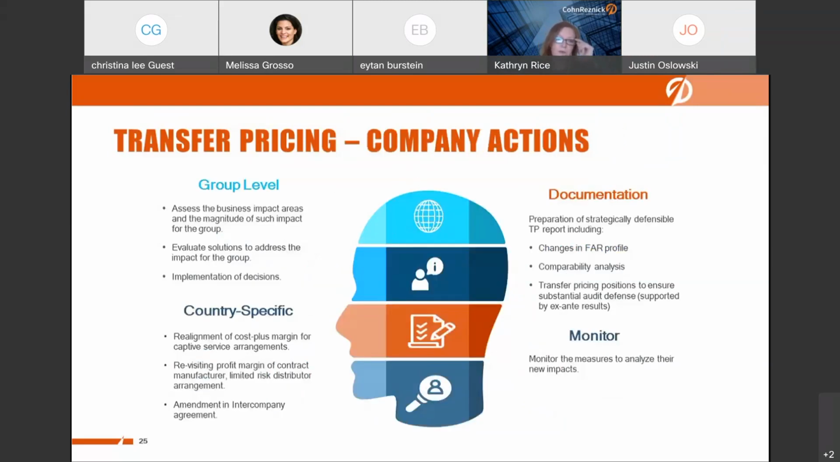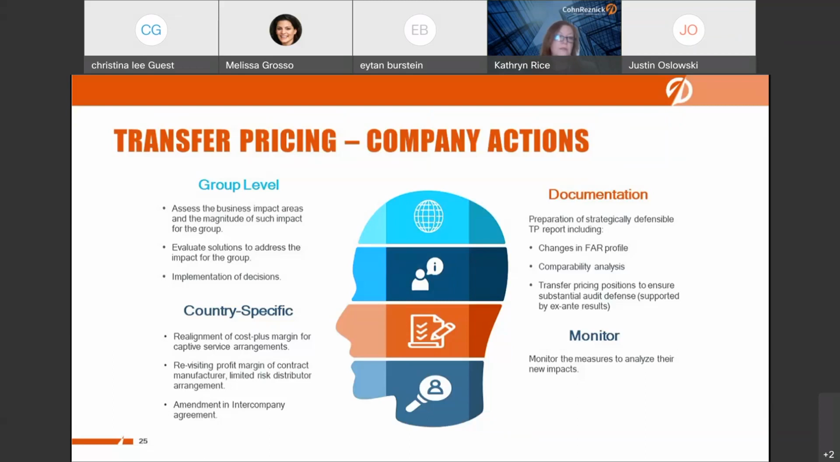This is just an overview of some of the company actions and the level at which they take place. I'm going to move through these quickly because I know there's a Q&A session and I don't want to hold that up. But at a group level, you're assessing the business impact areas, right? You're going to do this on a country-specific basis. There can be opportunities to realign cost plus margins or other profit margins, right?